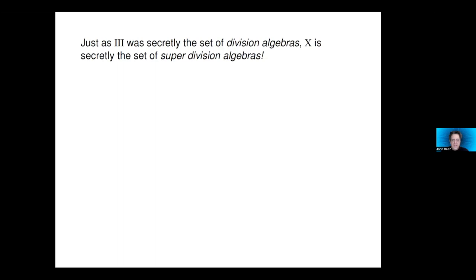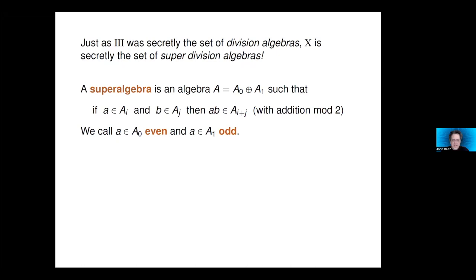So now, just as that set 3 turned out to be the set of the three division algebras, the set X, or 10, or whatever you want to call it, is secretly the set of the super division algebras. What the heck is a super division algebra? So it's a super algebra. That's an algebra that's written as a direct sum of two pieces, which we'll call an even and an odd part, which has the property that multiplication respects that grading. So an even thing times an even thing is another even thing, and even times an odd is an odd. Product of two odds is even.